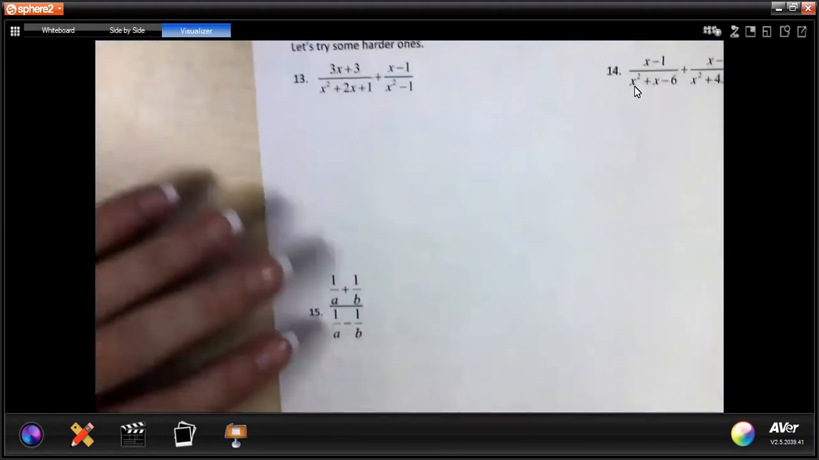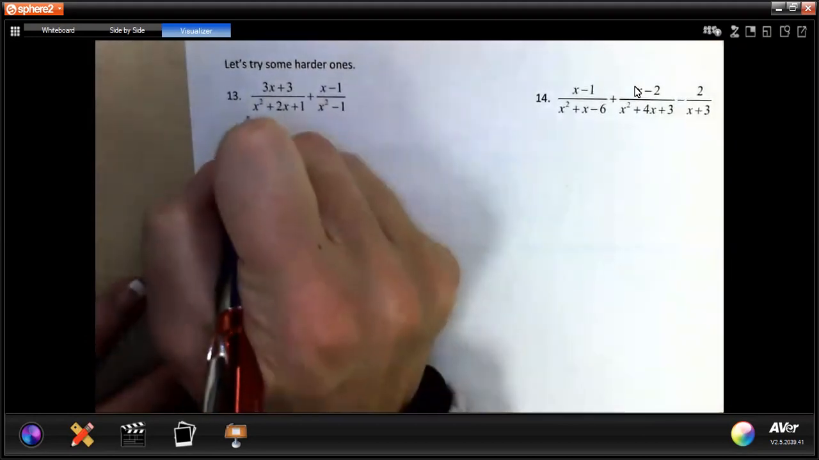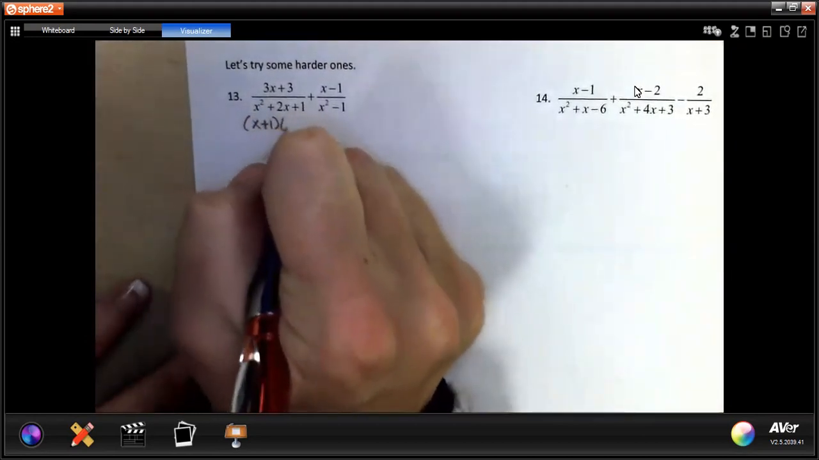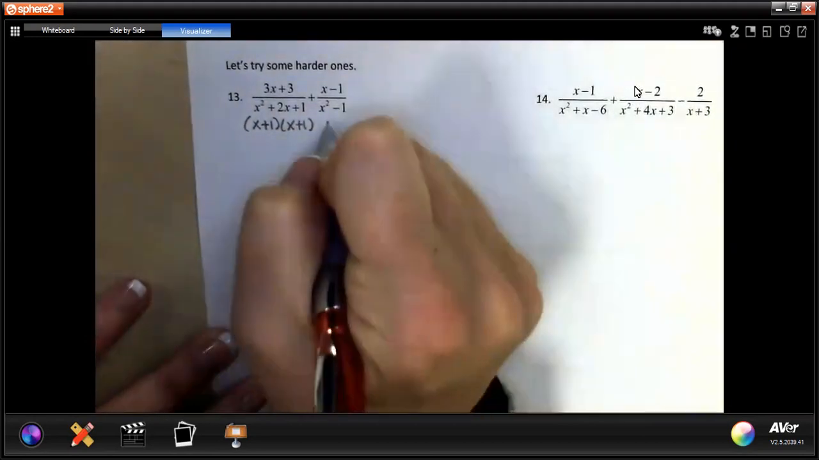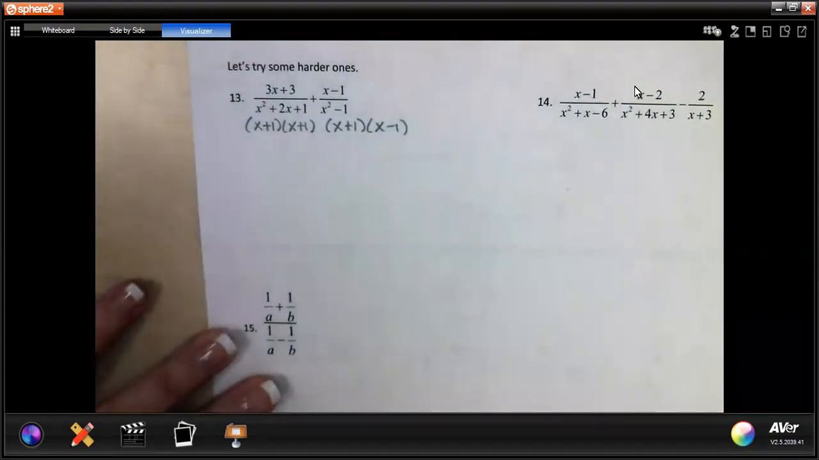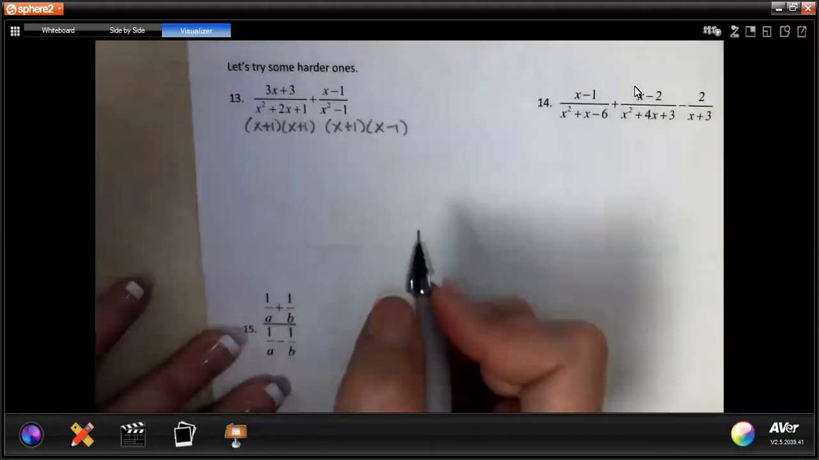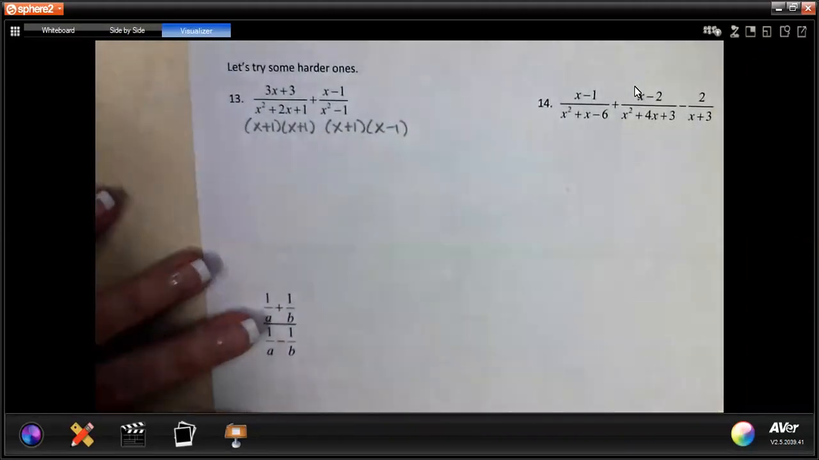All right. We'll look at some that are a little bit harder now. I factor, and I get x plus 1 times x plus 1. I have to factor this one as well. That's x plus 1 and x minus 1. Now that it's all factored, we could go into finding our least common denominator.